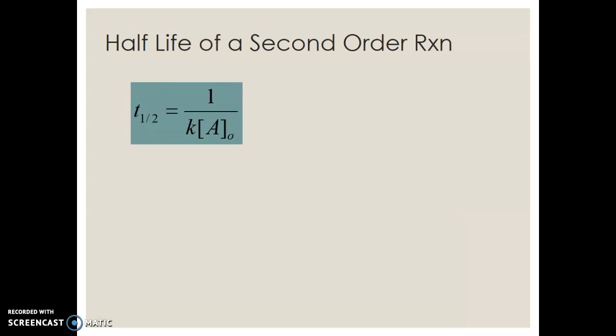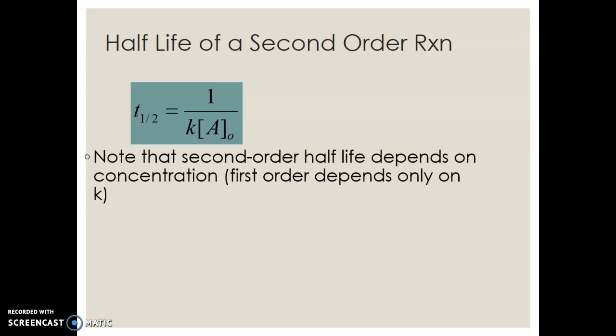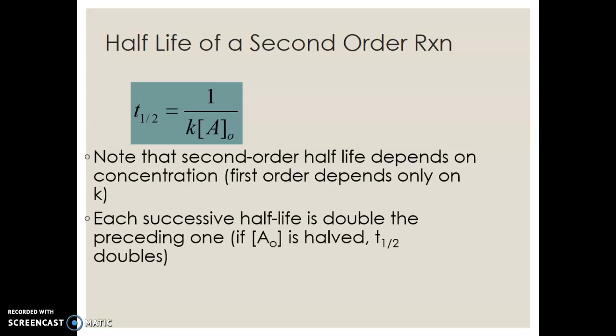Half-life for a second order reaction. The equation is your half-life is equal to 1 over your rate constant times your initial concentration. So note that the second order half-life depends on the concentration, where first order only depends on your rate constant. Each successive half-life is double the preceding one, and if the initial concentration is halved, the half-life doubles.